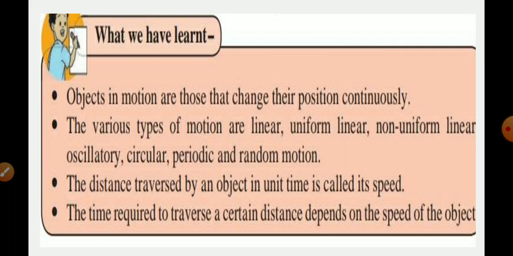You have to remember what is in the orange color boxes, on page numbers 65, 66, 67 and 68. Definitions are given in the orange color boxes. You have to learn all the definitions by heart, and you have to learn the formula of speed also. Okay.